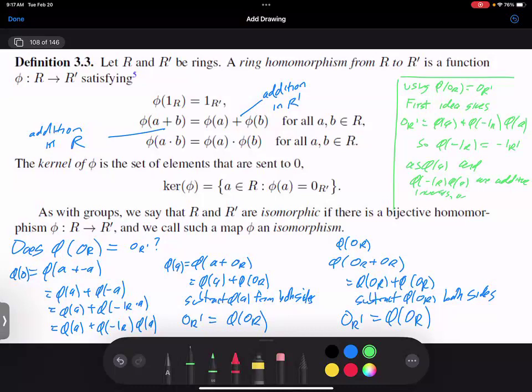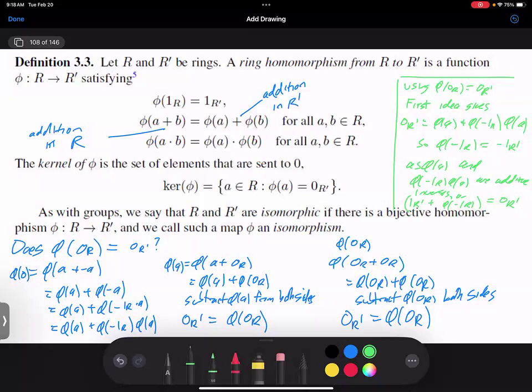Or we could use the distributive law and just say we have the identity in R prime plus phi of negative 1r has to be 0 in R prime. So there's lots of ways we can now deduce that phi of negative 1r is negative 1r prime. So it's essentially saying that phi does exactly what you would hope it would do. We just force it to send the multiplicative identity to the multiplicative identity. It also sends the 0 identity to the 0 identity.